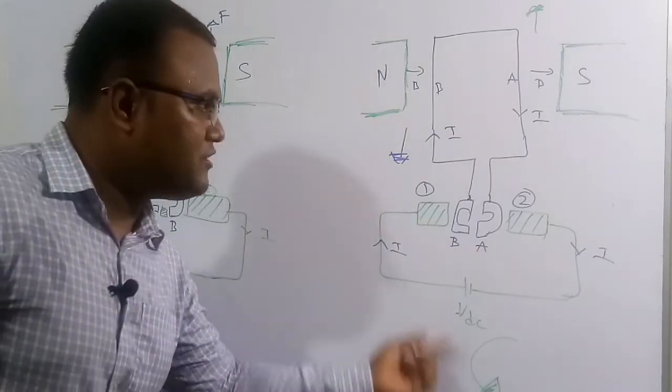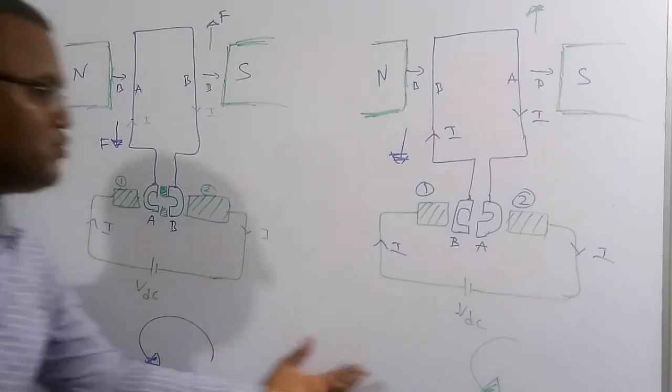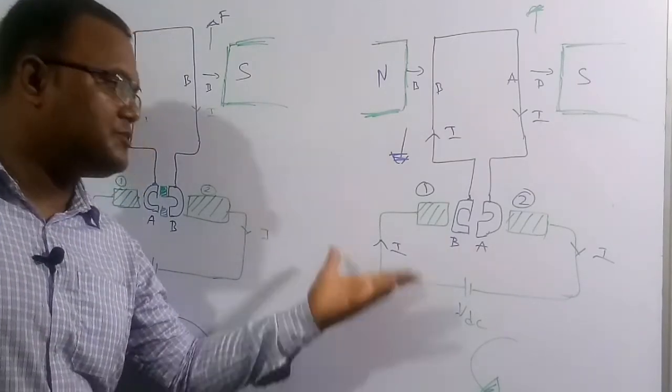So because of the brush and commutator, what is going to be produced? A unidirectional torque is going to be produced. So this is the concept of this question.